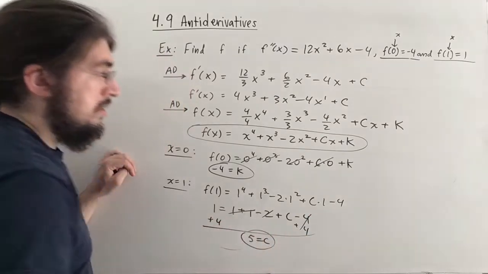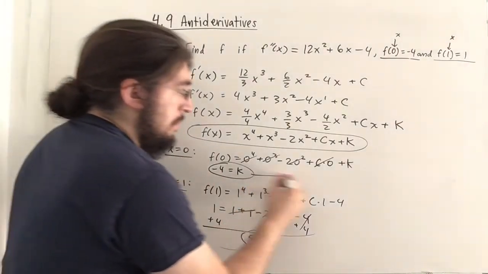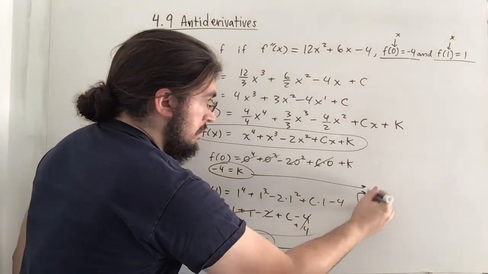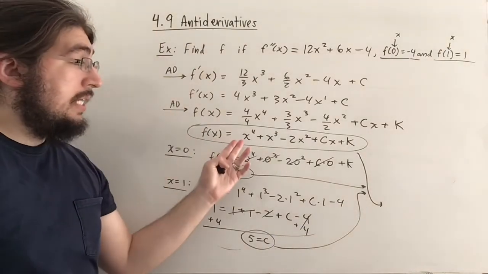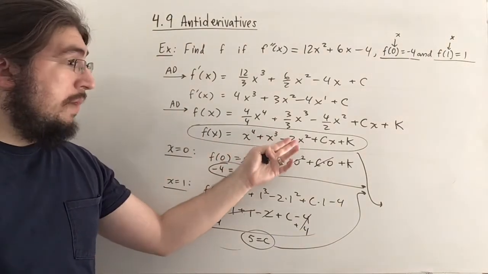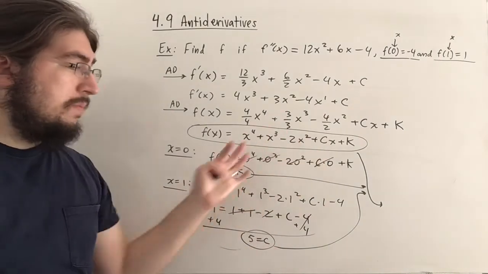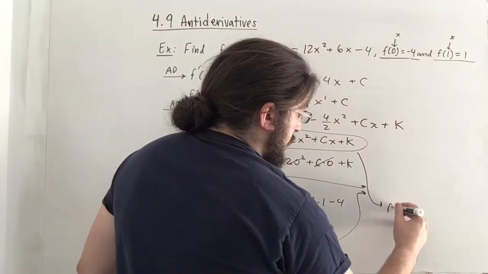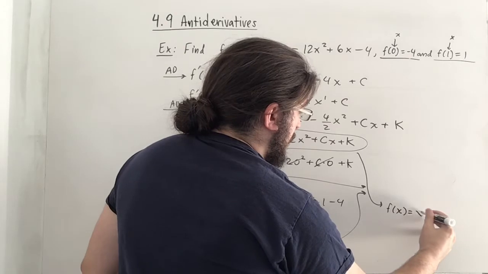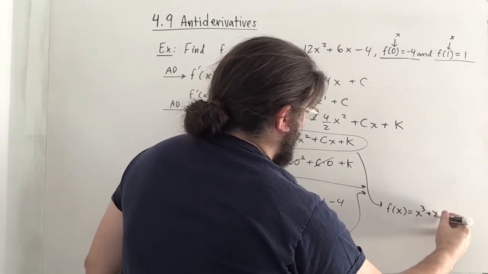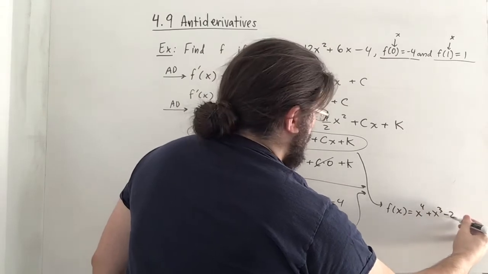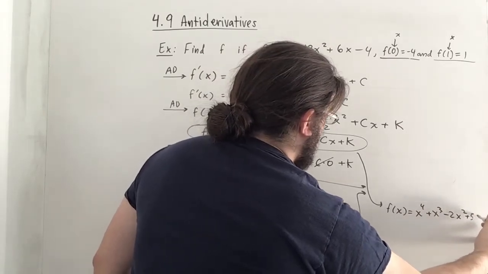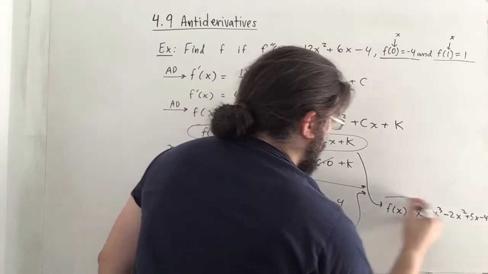Perfect. So now, knowing k and knowing c, we can plug these into our function, and then right away get our answer is just x to the fourth plus x cubed minus 2x squared plus 5x minus 4. So let me write that now, and then we'll be done with this example finally. So we got x to the fourth plus x cubed, there we go, minus 2x squared plus 5x, and then minus 4. Whew.